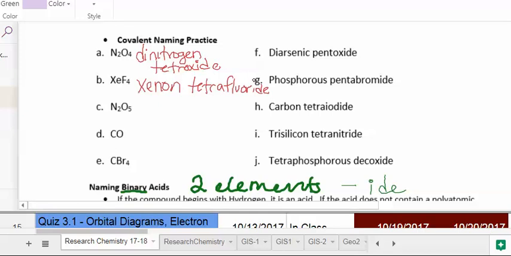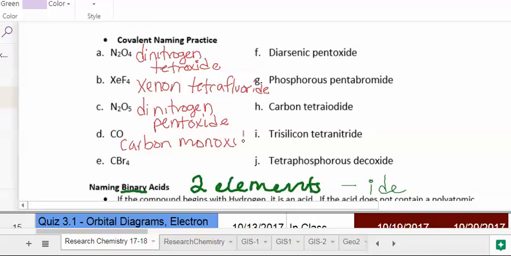So why don't you take a moment and try the remaining 3 on your own. We'll pause the video for a moment. Okay. So we have dinitrogen pentoxide. We have carbon monoxide. You should only have one O there. You don't want duplicates. And then carbon tetrabromide. Whoops, I forgot the M. Bromide. No D.